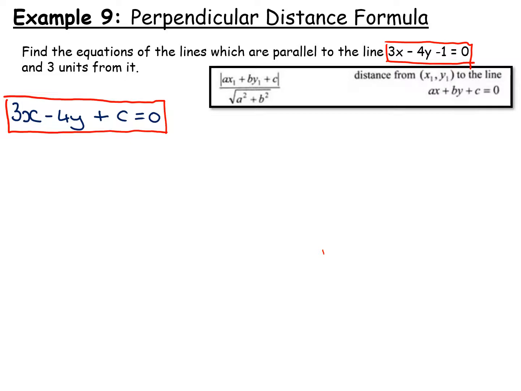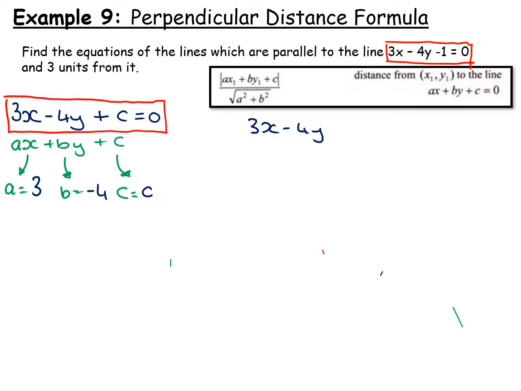So we're working with that as our line. That is our ax plus by plus c. So a equals, b equals, and c equals. The reason we're taking that as our line is because we'll never be able to figure out a point on it, because we don't know exactly what that line is. So instead we look for a point that is on the line 3x minus 4y minus 1 equals 0.